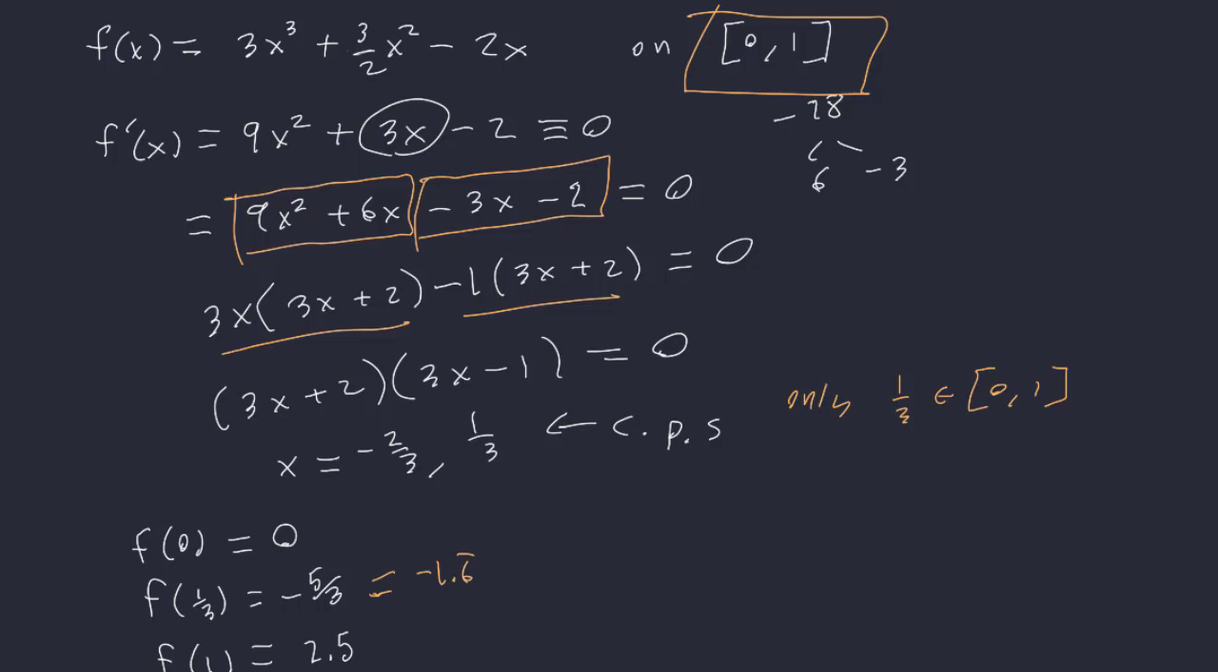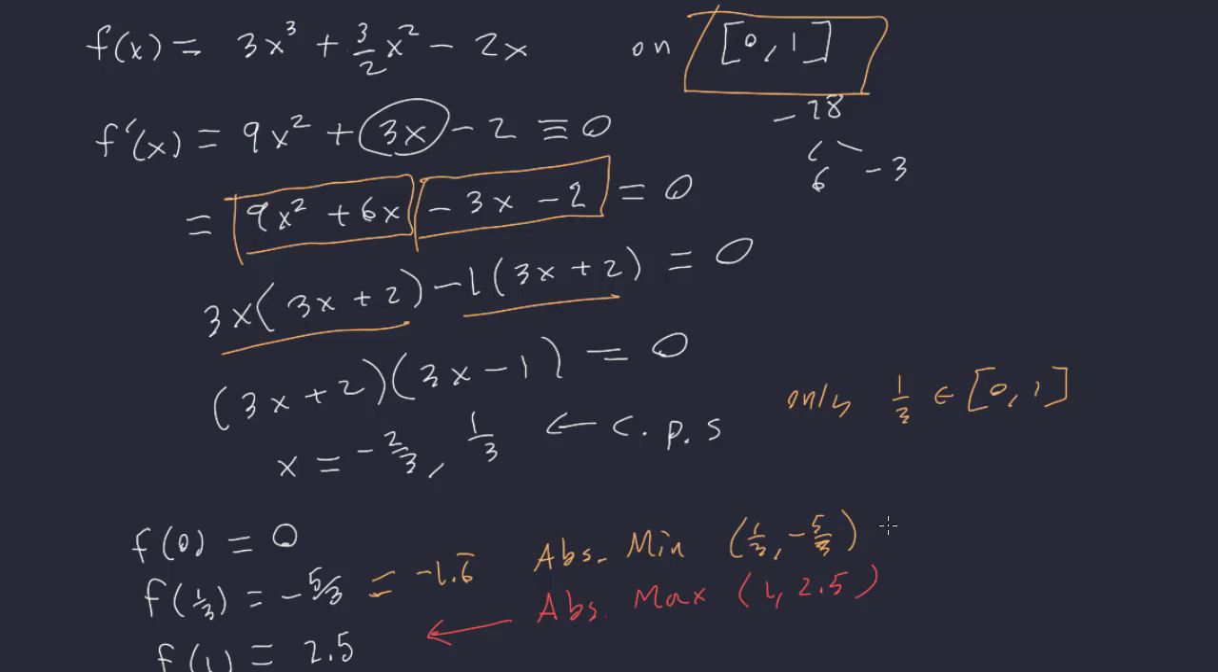So the absolute min is here, right? That'll be the point 1/3 comma negative 5/3. And the absolute max is, of course, here, which occurs at the point 1 comma 2.5. All right, so there we go. That is really all there is to it when it comes to determining whether certain critical points are absolute maxes or mins. You just compare them to each other and the endpoints.